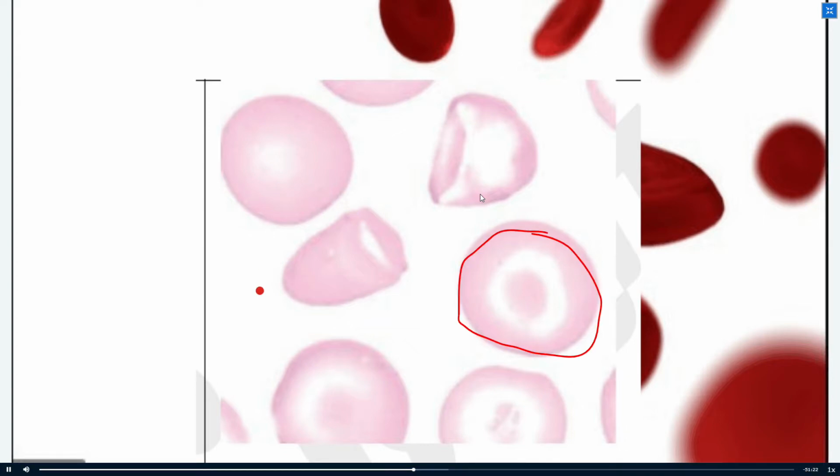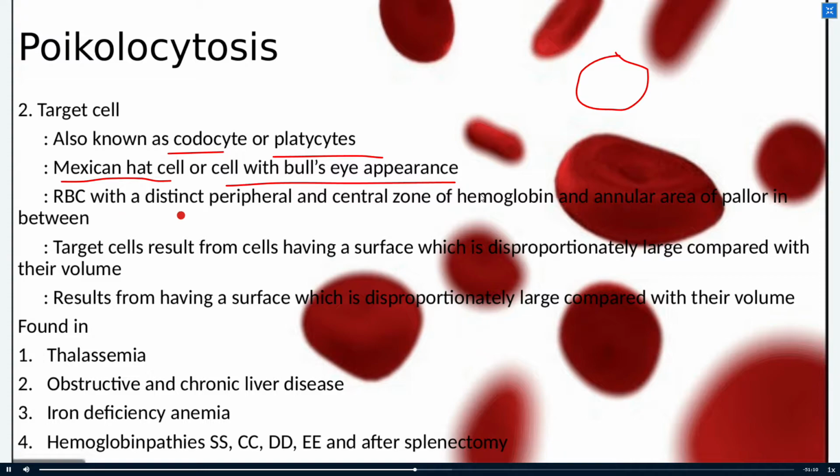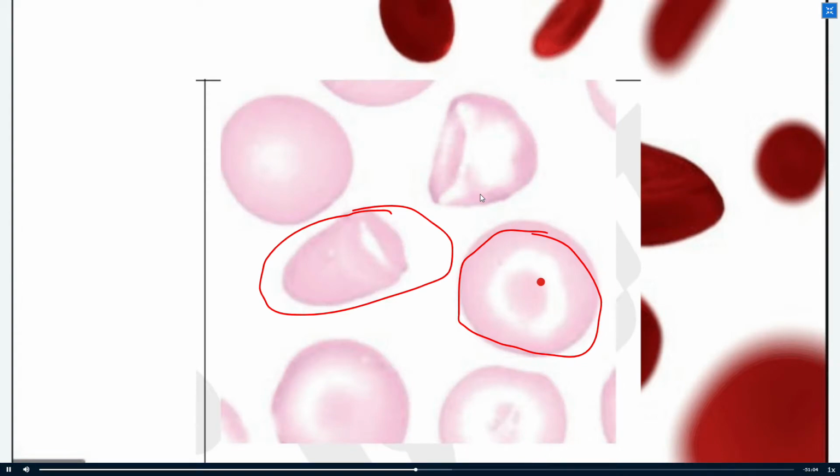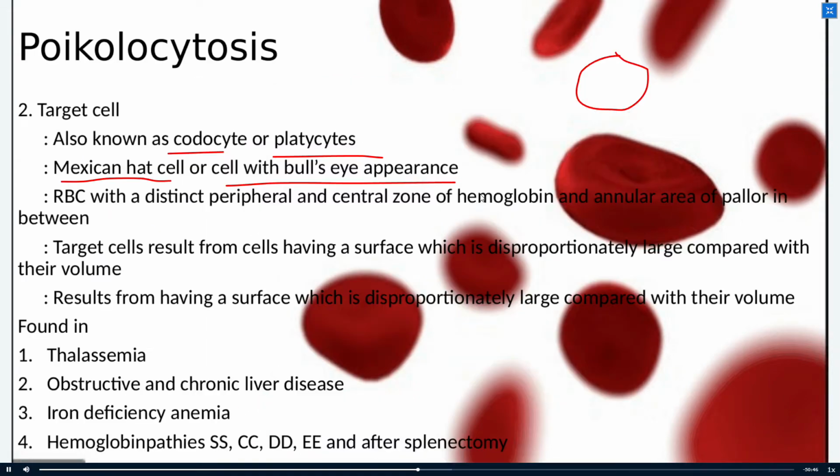This is the Mexican hat appearance class. This is the bull's-eye appearance. Para kang may target sa gitna. Now, this is an RBC with a distinct peripheral and central zone of hemoglobin. So this would be the central zone of hemoglobin niya. You notice yung normal RBC nyo may central pallor lang. But this time, instead of having a central pallor, it would have a central area of hemoglobin, and an annular area of pallor in between.